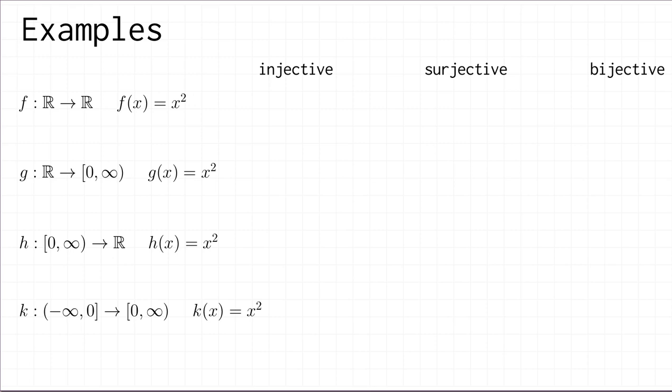This time I'm going to have 4 functions all with the same rule, but with different domains and codomains, beginning with f from the real numbers to the real numbers, whose rule is f of x is equal to x squared. So is this injective? Pause the video, answer the question.